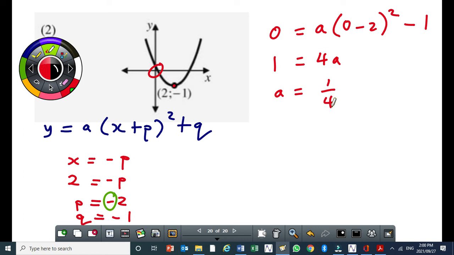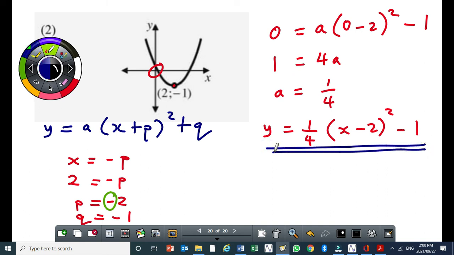Now we want to find the equation. So I'll substitute y. As it is, a, I'll put a quarter. X, I'll put x. P is negative 2, so that will be negative 2 squared. And Q is minus 1. So this is the turning point form. I can go further and simplify. You can stop here, but I'm going to go further.